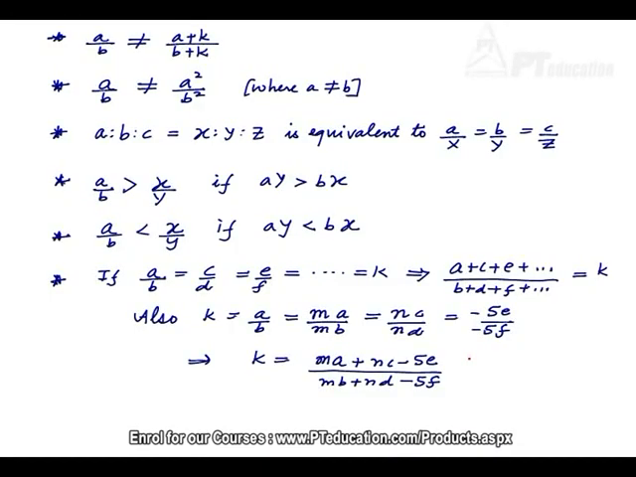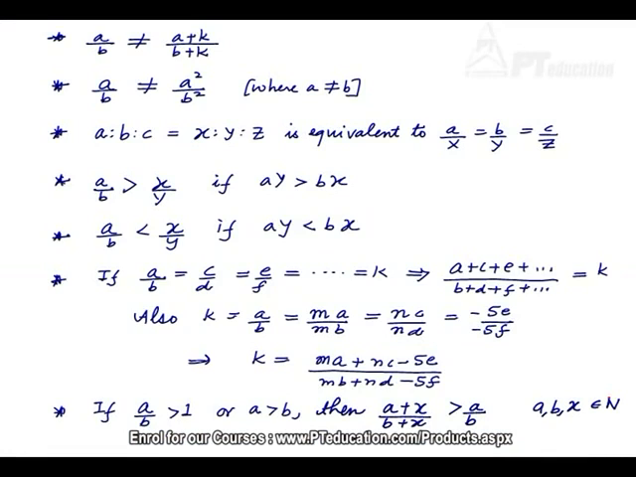Next, an important result. If A by B is equal to C by D is equal to E by F is equal to etc. is equal to K, some fixed quantity K, then this implies that the sum of numerators divided by the sum of denominators will be equal to K, which implies A plus C plus E plus etc. upon B plus D plus F plus etc. is equal to K. But we know K is A by B, and by the theory of equivalent fractions, A by B can be MA upon MB, can be NC upon ND, can be minus 5E upon minus 5F, and so K can be MA plus NC minus 5E upon MB plus ND minus 5F, etc. An interesting result indeed.